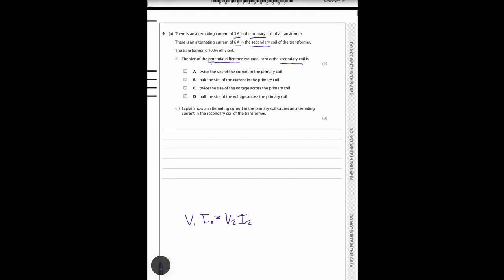Okay, now if I'm more comfortable with my maths, I might be able to do this one straight away. If I'm not, well, let's just look at a technique that I can use to make it a little bit easier. So let's just put the numbers in that I've got so far. So V1 I don't know, so I'm just going to put V1. I1 I do know, it tells me, so primary means 1. So that's going to be V1 times 3 is going to be equal to V2 times 6.